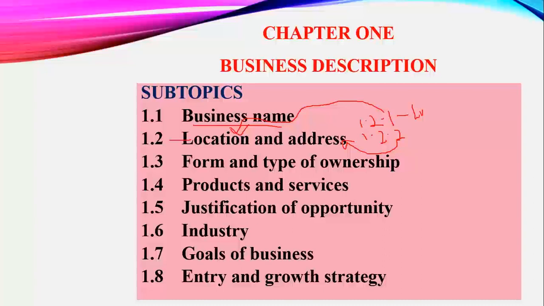Then 1.2.3, form and type of ownership. What kind of business are you starting? Is it a sole proprietorship? Is it a cooperative? Is it a partnership? Is it a company? Is it a limited company?